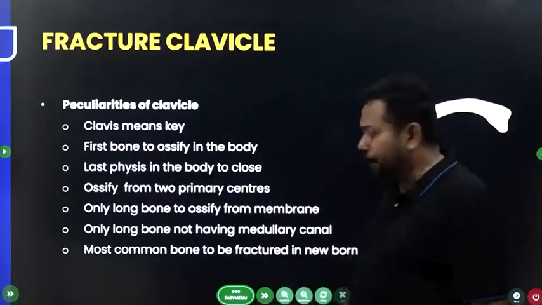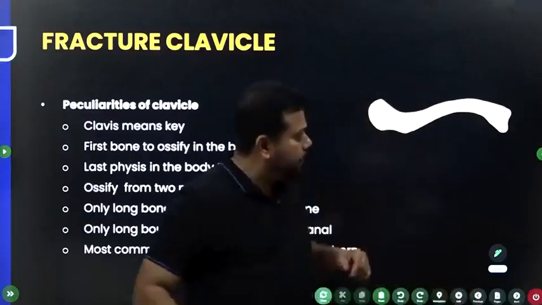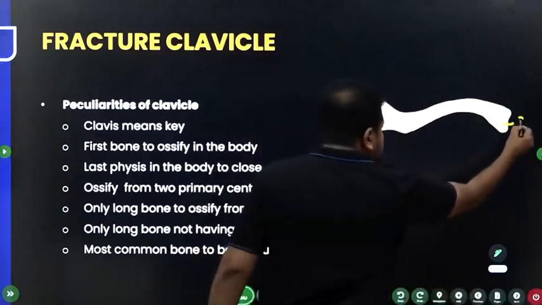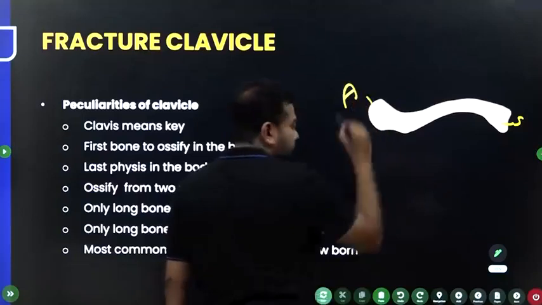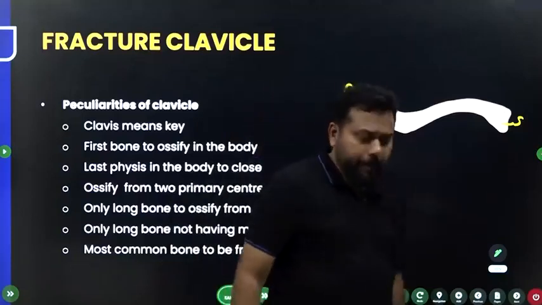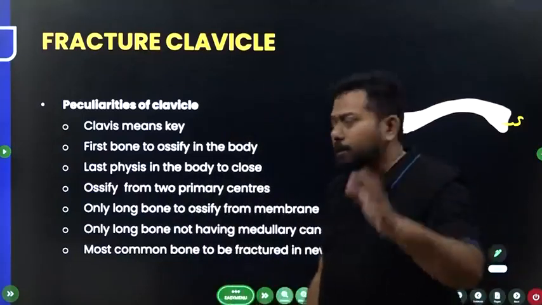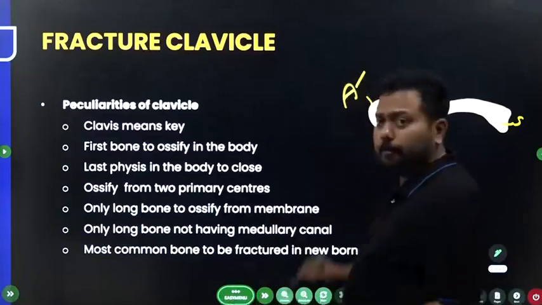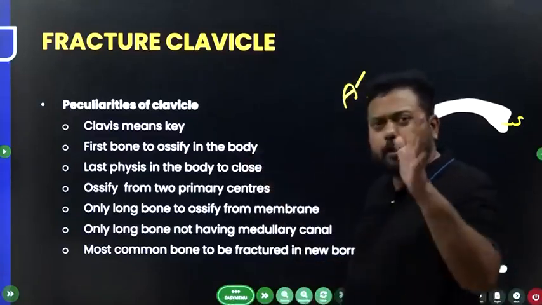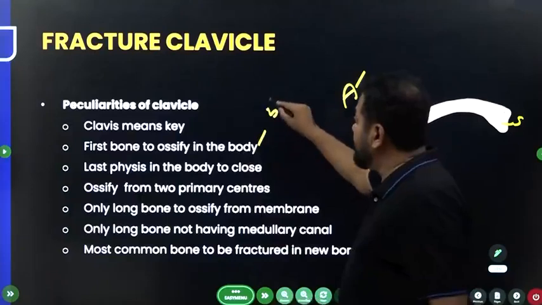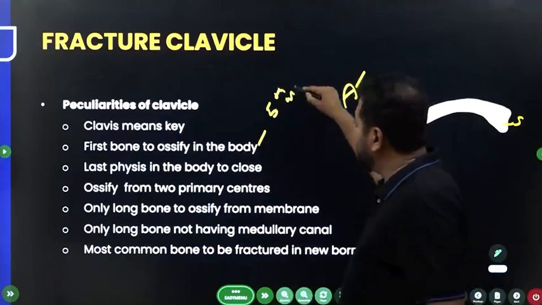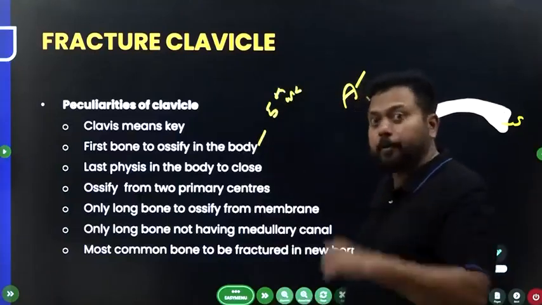Okay, and a 1 lakh times repeated question: first bone to ossify in the human body. See, it has 2 ends, dear friends. This is the sternal end. This is the acromial end. The first end that starts ossifying is the acromial end. It is the first bone to start ossifying, in the 5th week of intrauterine life.